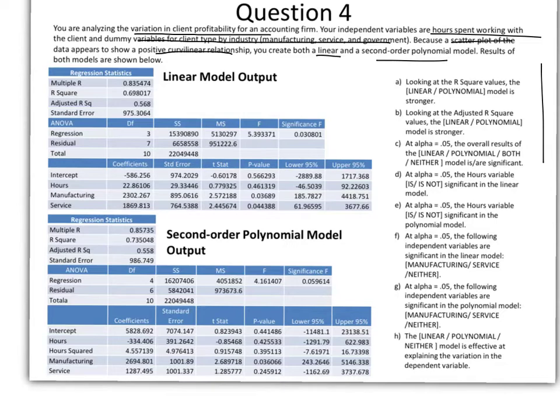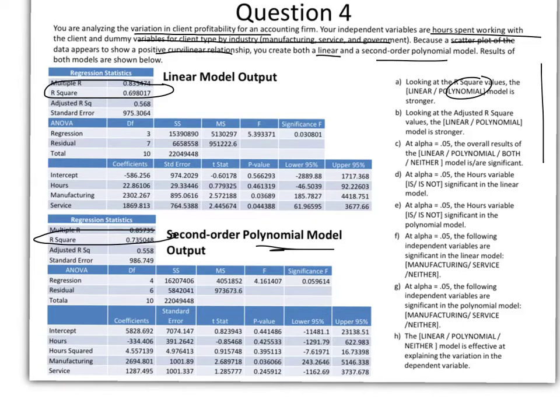Looking at the R-square values, which model is stronger, the linear or polynomial? R-square explains the amount of variation that is attributed to the independent variables. R-square in our linear model is 0.698, and in the polynomial model we've got 0.735. Because there's a higher R-square in the second order polynomial model, that's the one showing a stronger relationship in R-squared.